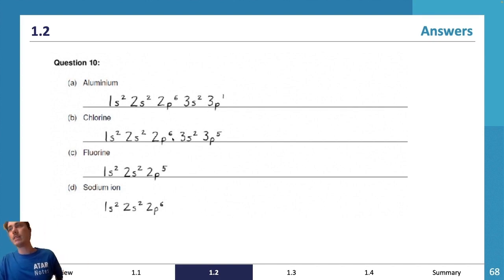Chlorine, on the other hand, has 17, I think it is. So 2, 2, and 6 is your 10. Then 2 is 12, and then 5 is your 17. Fluorine has 9, so again 2, 2, and 5, and your sodium has 10, so 2, 2, and 6.